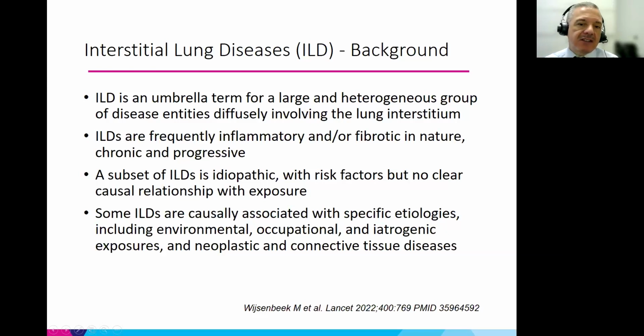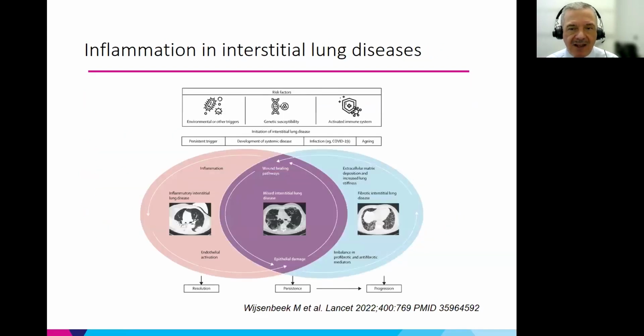They are all frequently inflammatory and or fibrotic in nature, chronic and progressive. A subset of ILDs is idiopathic, with risk factors but no clear causal relationship with an identifiable exposure. So think of some of them as idiopathic diseases in search of a cause. And some ILDs are causally related with specific etiologies, including environmental, occupational, and iatrogenic exposures, as well as neoplastic and connective tissue diseases. So it's a very interesting group of diseases and very board eligible. Very tough questions come up in the pulmonary boards related to them.